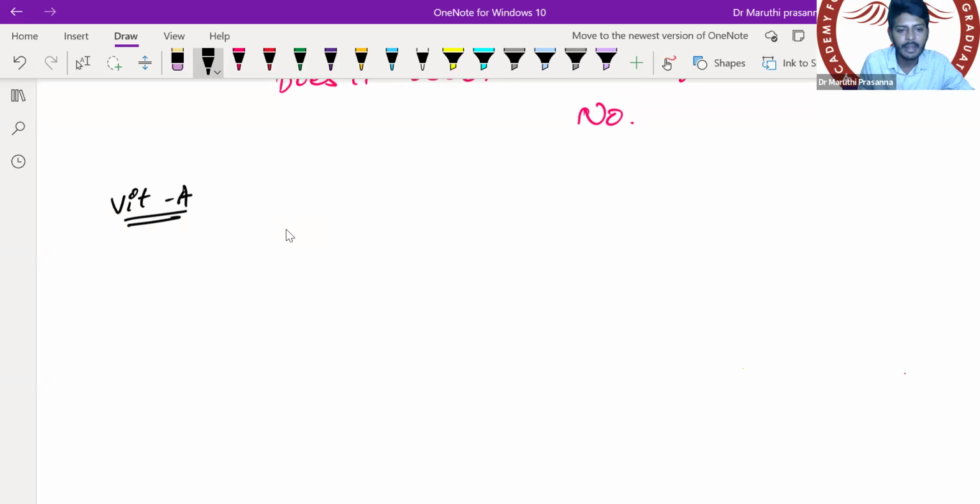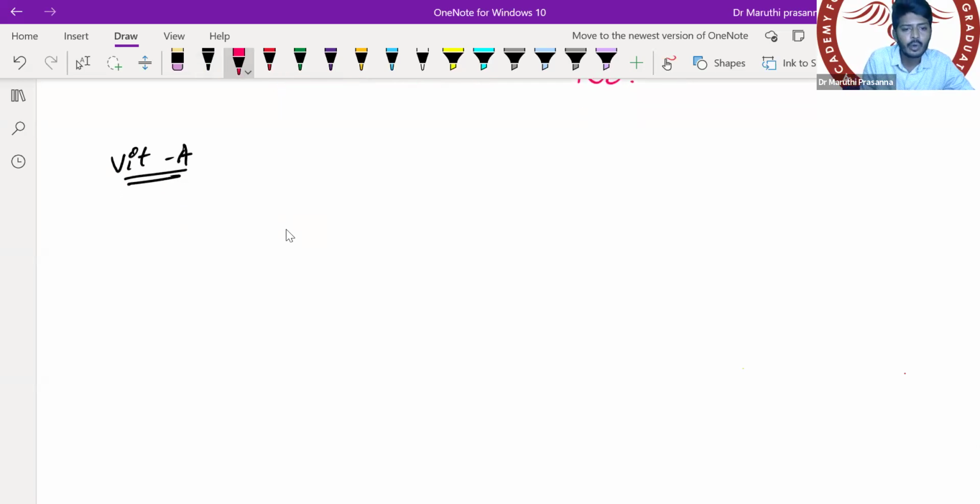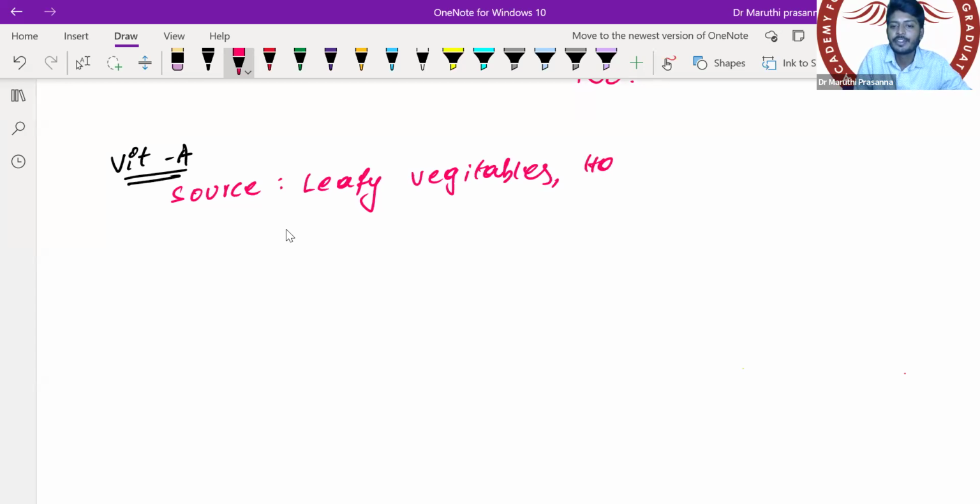Okay, so this vitamin A, whatever is there, sir, vitamin A. As for the source of vitamin A, of course, leafy vegetables. Okay, but there is one more, a fish thing, halibut liver.